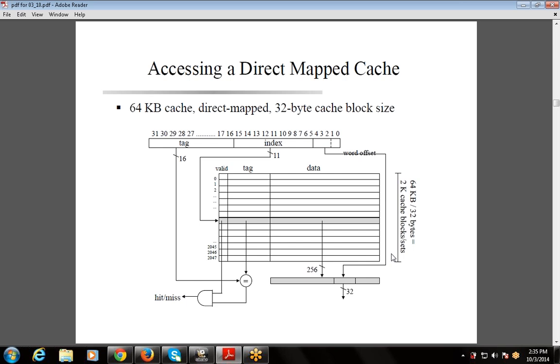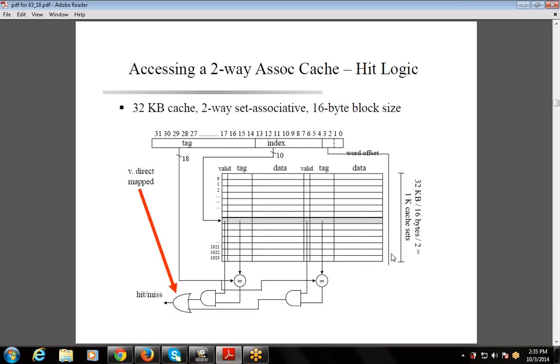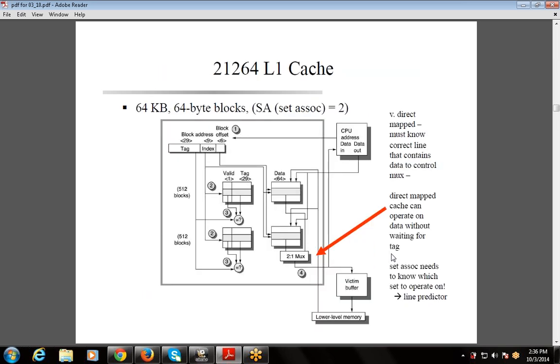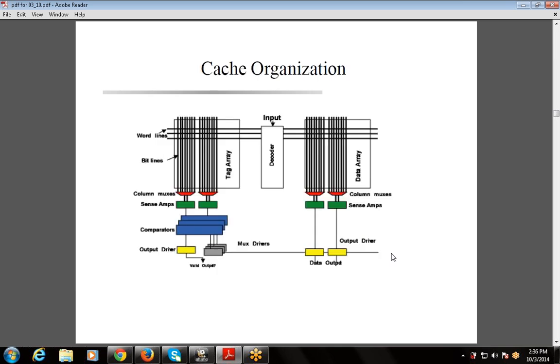This is how to use direct mapping. This is accessing a two-way associative cache, that is your hit logic. Then this is a 64 KB cache with 64 byte blocks. Then this is the cache organization. These are the word lines and these are the bit lines. The rows, that is horizontal, are known as the word lines, and the verticals are known as the bit lines. Then there is a tag array, a decoder, and a data array.